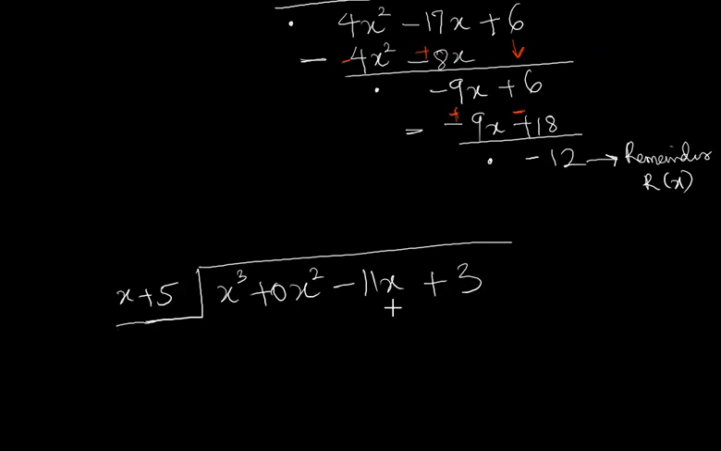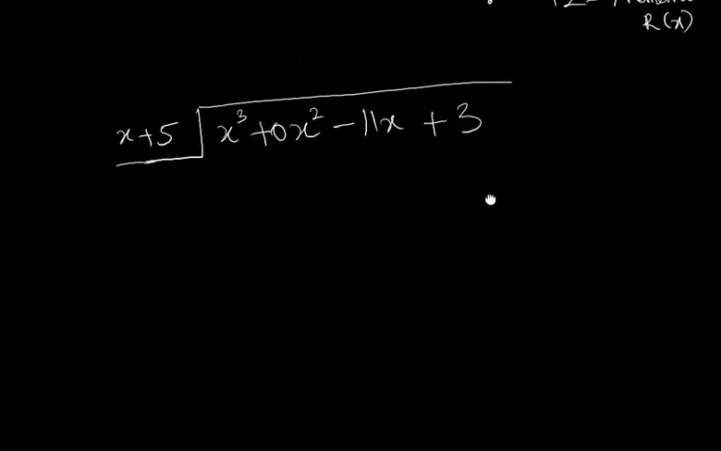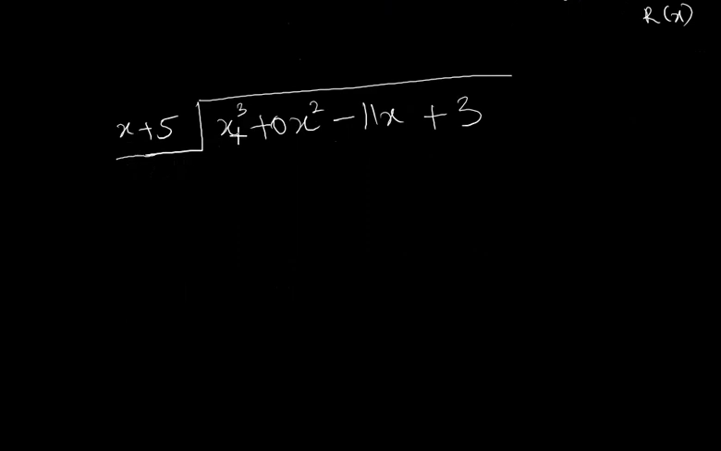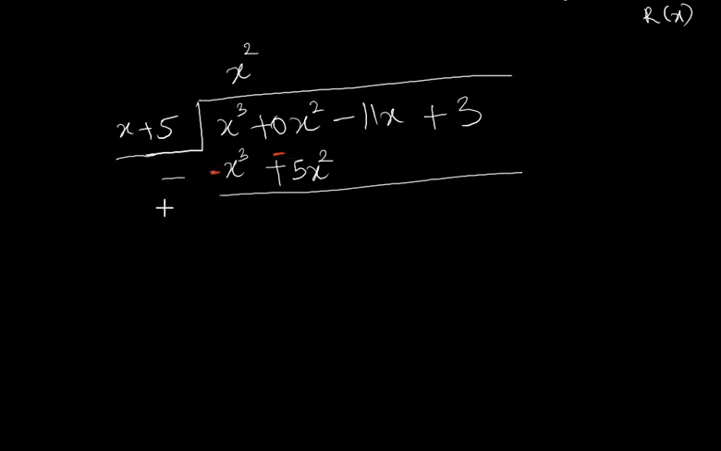So we do the same thing here. Again, we have x cubed divided by x, we're going to have x squared. X times x squared, we have x cubed. We now use this 5 to multiply x squared again. That will give us plus 5x squared. Then we subtract. Okay. So if you subtract, this becomes minus, and this becomes minus, because this minus sign, like I said, is going to alternate all the signs here.